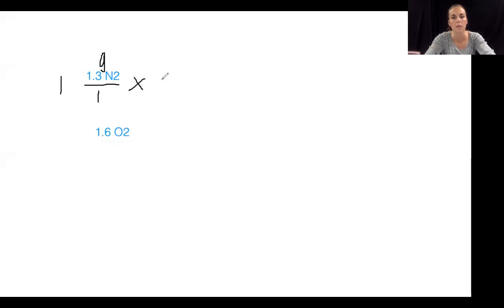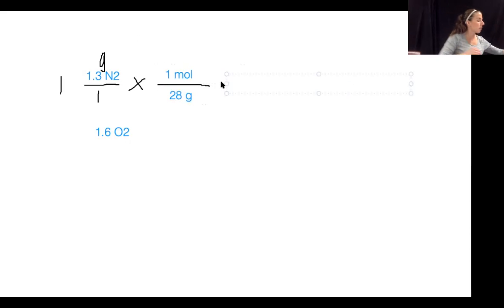All right, and then we need a conversion factor. So I'm going to moles. 1 mole is going to be on top, and I need to find out how many grams are in a mole of N2. So I'm going to look at the periodic table. Nitrogen has 14 grams. So because there's 2 of them, I have 28 grams. You would put that in your calculator. So 1.3 divided by 28. Just going to do that real quick. You're going to get 0.0464.